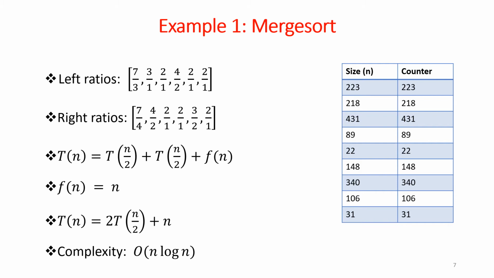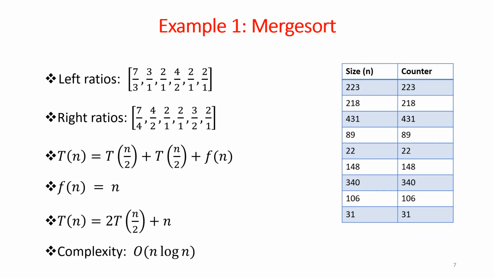Which makes the recurrence relation of merge sort become T(n) equals T(n/2) plus T(n/2) plus f(n). f(n) corresponds to the number of loop iterations per recursive call in merge sort. And we can calculate this f(n) relation by running merge sort on a bunch of inputs of different sizes.